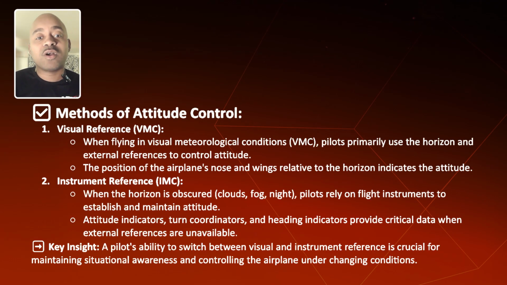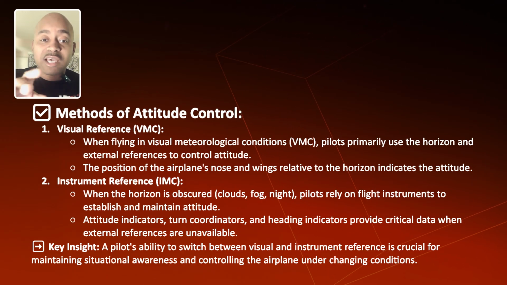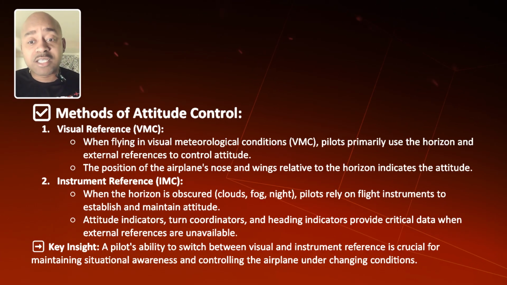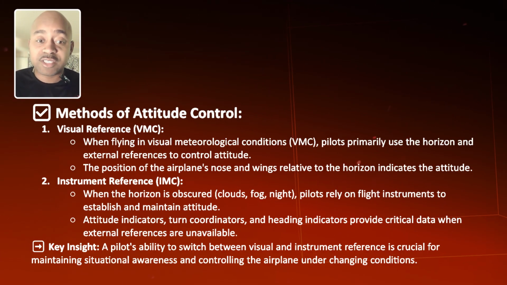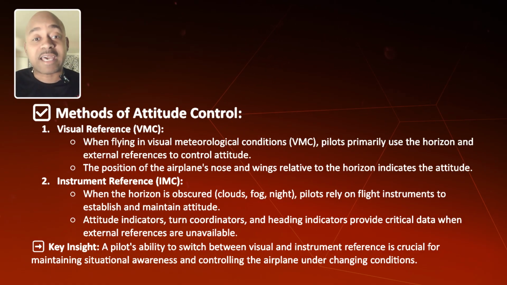So the methods for attitude control are either with VMC or with IMC. In VMC, pilots primarily use the horizon and external references to control the attitude. That's what you're using to determine how the airplane's moving. You position the airplane's nose and wings relative to the horizon, and it helps you indicate your attitude. When you're IMC under the hood, you're going to use your flight instruments to do this. So you're going to look at the artificial horizon, the attitude indicator, and heading indicator to help you figure out how to do that exact same thing, how to look at the attitude of the airplane.